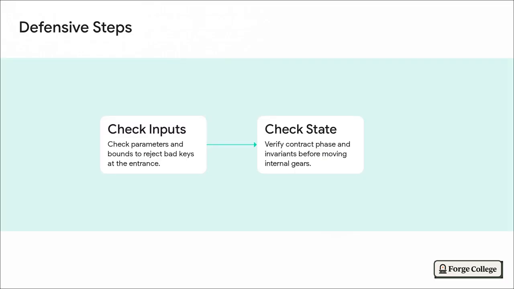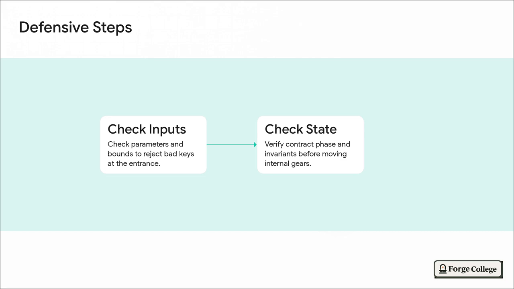Mechanically speaking, we process our defenses in a strict chronological order. First up is input validation. We prioritize checking the keys at the door. If a key is malformed, or an amount is 0, or an address is empty, we reject it immediately at the entrance with a clear revert error. See ya.